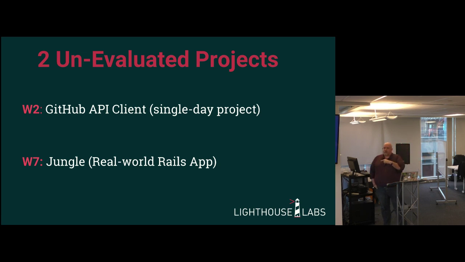The other one is week 7. It's called Jungle. It's a real-world Rails app. It's an e-commerce application, and this is the one that we give to you to teach you about adopting code. So this is a pre-built application that has bugs in it and needs some features added, needs some things changed. There's no point in us evaluating that one because we wrote most of it and we know our code sucks, so we don't need to look at it again. So those two, you have to complete them, but they won't necessarily be evaluated.